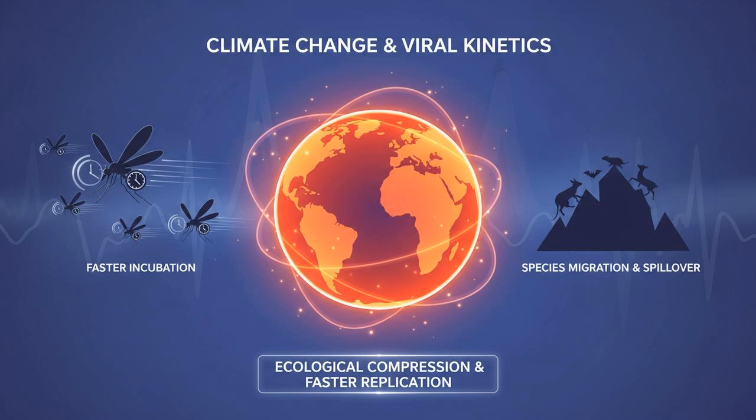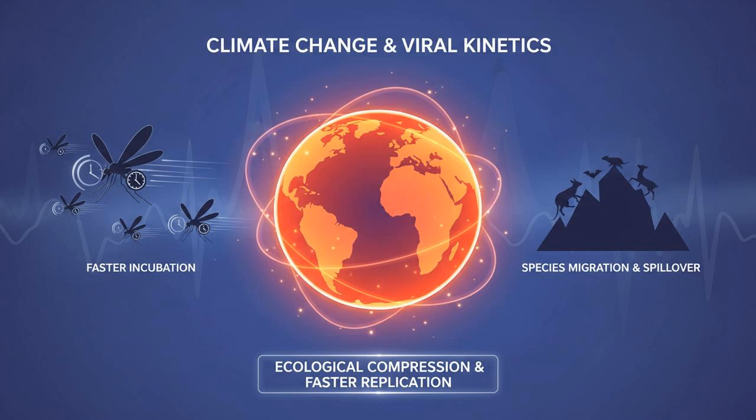This brings us to the context of a changing world. As the planet warms, the thermal dynamics of spillover are shifting. We are seeing this clearly with vector-borne diseases carried by mosquitoes and ticks. Arthropods are ectotherms. Their body temperature is the environmental temperature. Viral replication inside a mosquito is temperature dependent. Warmer ambient temperatures generally speed up the extrinsic incubation period, the time it takes for a mosquito to become infectious after biting a host. A warmer world means mosquitoes become infectious faster.